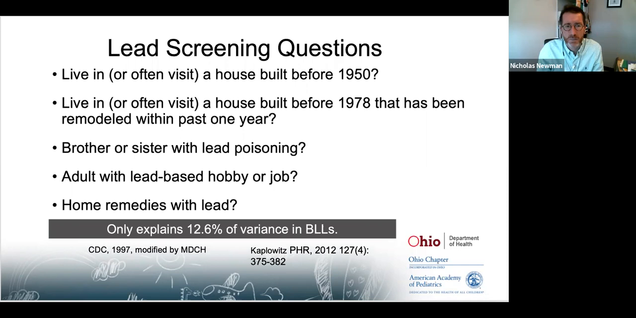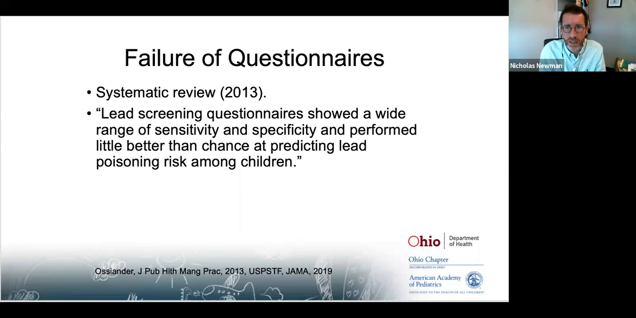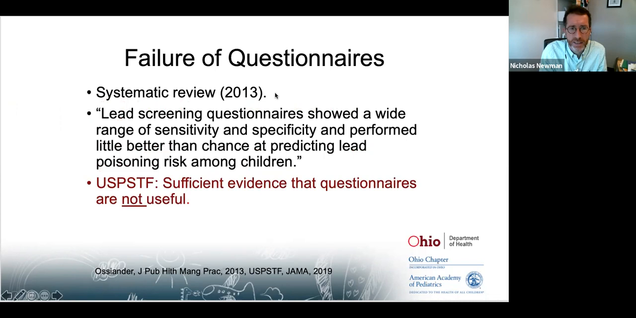In fact, Cochrane and other people have done systematic reviews, and they found that these questionnaires did little better than chance at predicting lead poisoning risk among children. Next slide, please. And the U.S. Preventive Services Task Force actually came forward and said there was sufficient evidence to say that questionnaires are not useful. And they're still listed as something to do in the Bright Futures manual, but I think there probably are better ways, and we'll talk about that in a second.